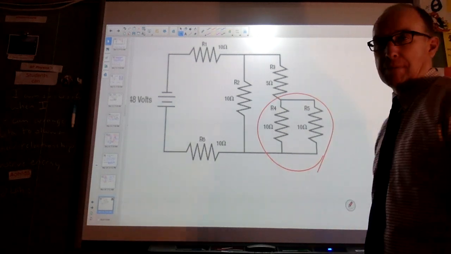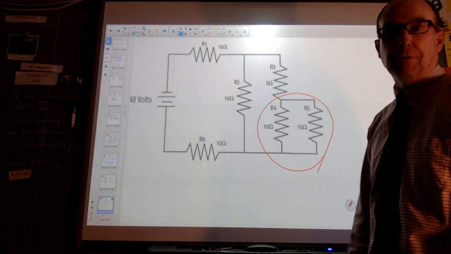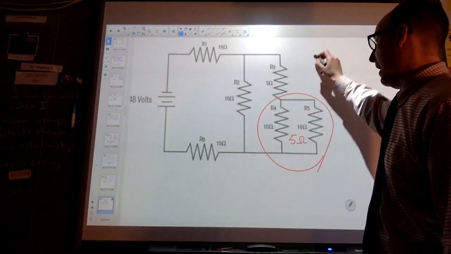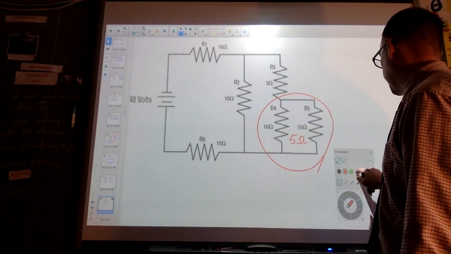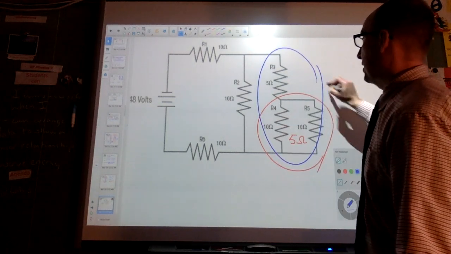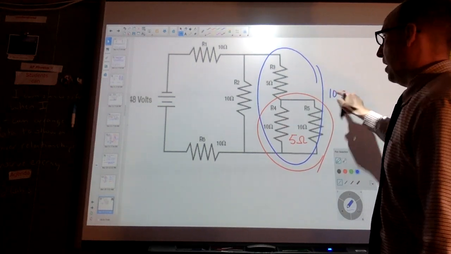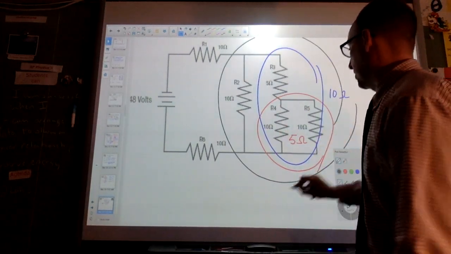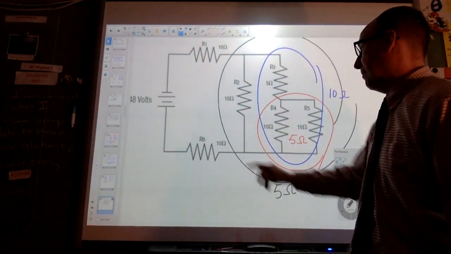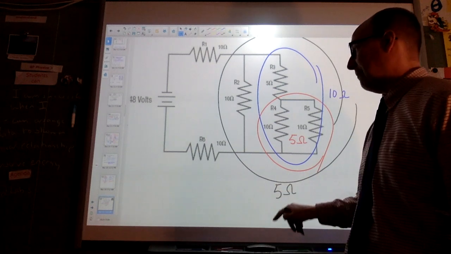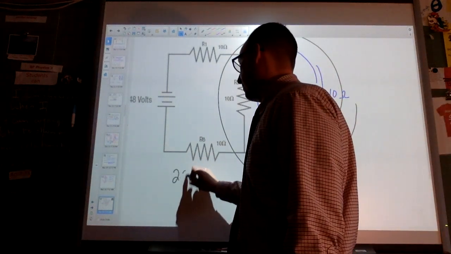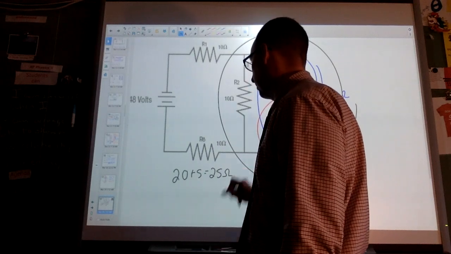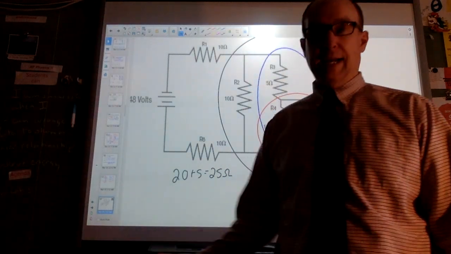Yes. Two 10s. Remember I said if they were the same resistor, they could be replaced with half. They're 5. Now I have a 5 and a 5 in series. A 5 and a 5 in series is going to give me a 10. Now I have a 10 and a 10 in parallel. A 10 and a 10 in parallel is going to give me a 5. Now I have a 20 and a 5 in series, which is going to give me 20 plus 5, 25 ohms. Or 10 plus 5.